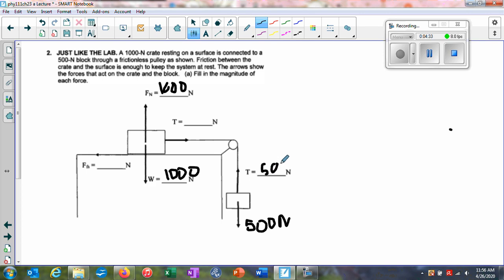This pulley that you can see here is existing merely to change the direction of the force. It was up down. I'm changing it to horizontal. So it's again the tension in the string. There's 500 newtons of tension force here. How many newtons of tension force are you going to fill in there? 500 newtons.